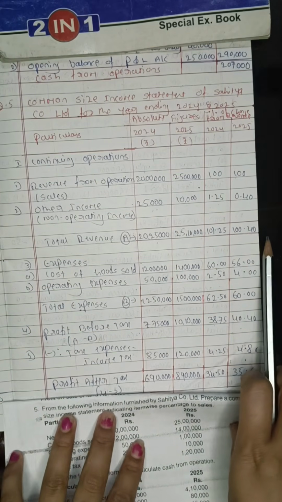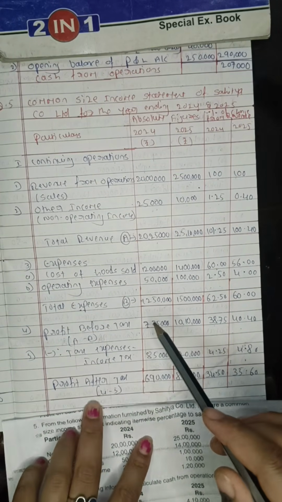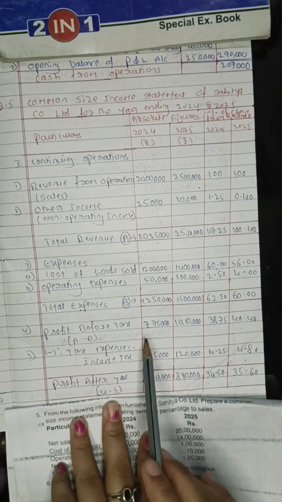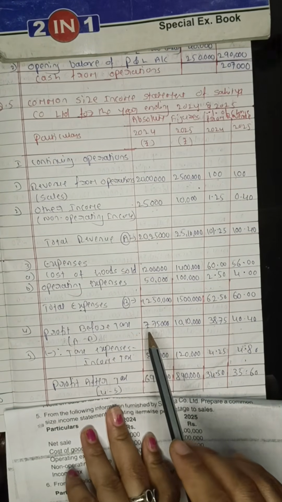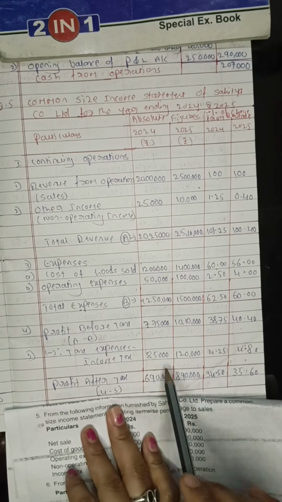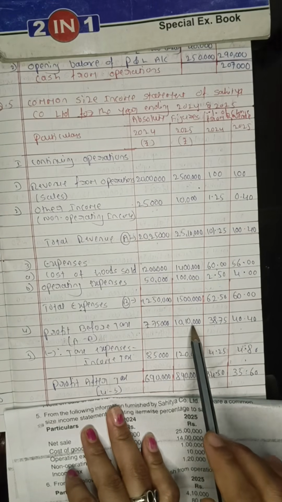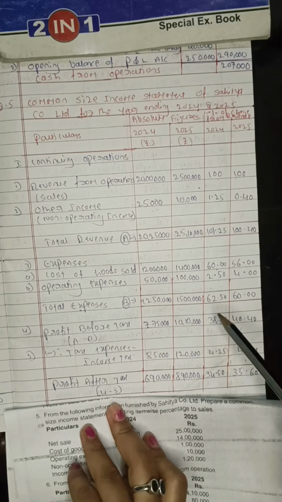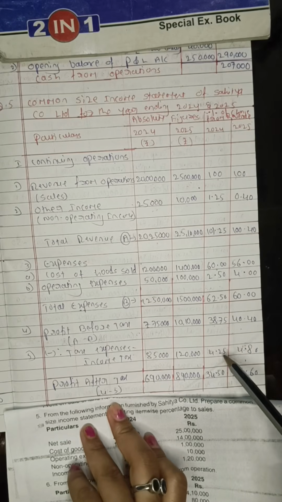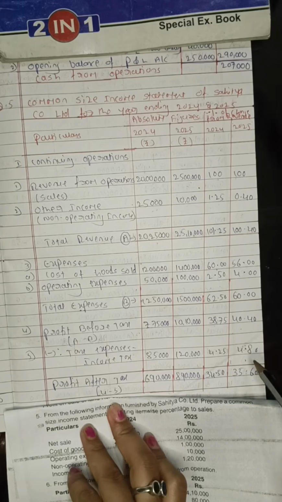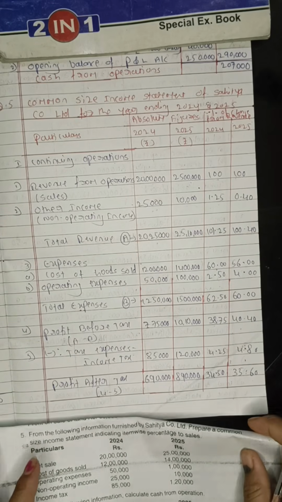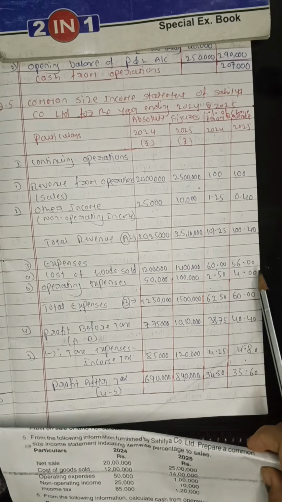Next, profit after tax, that is 4 minus 5, that is profit before tax minus income tax. Okay, 7 lakh 75,000 minus 85,000 is 6 lakh 90,000. 10 lakh 10,000 minus 1 lakh 20,000 is 8 lakh 90,000. Percentages: 38.75 minus 4.25 is 34.50, and 40.40 minus 4.80 will give 35.60. This is all about the common size income statement.